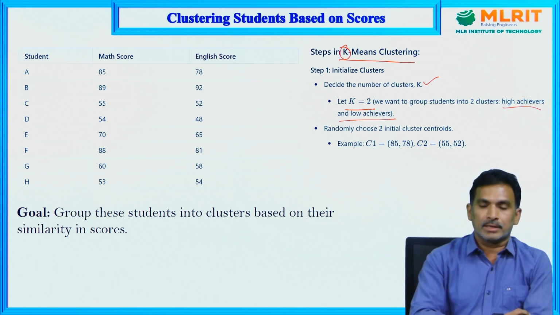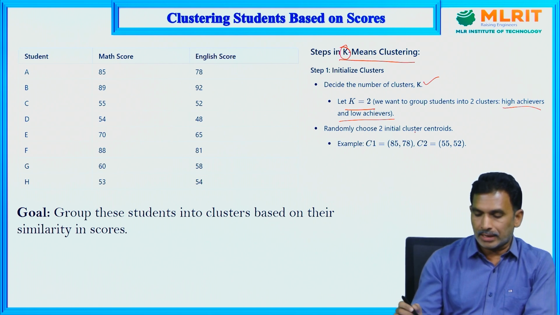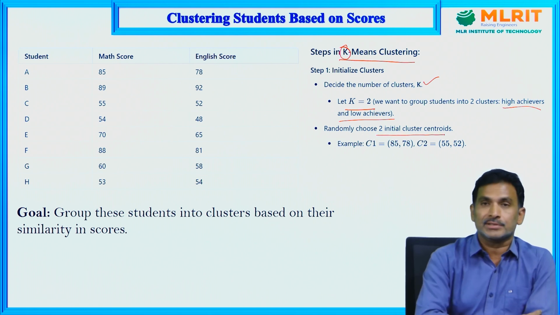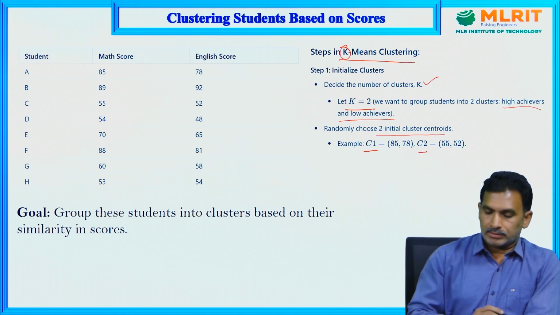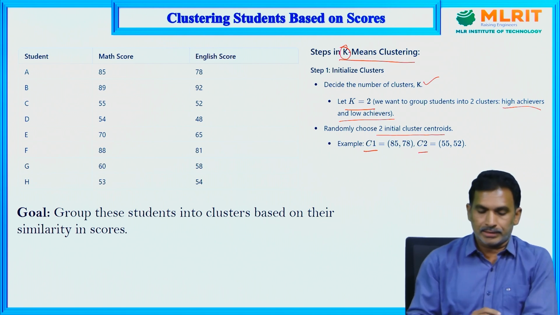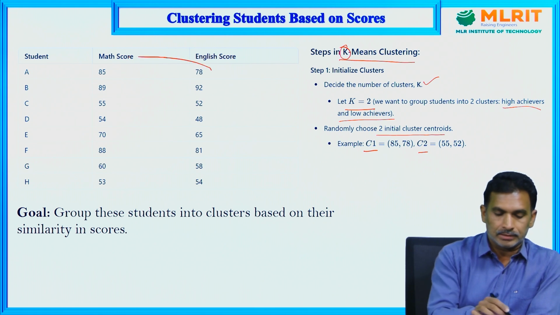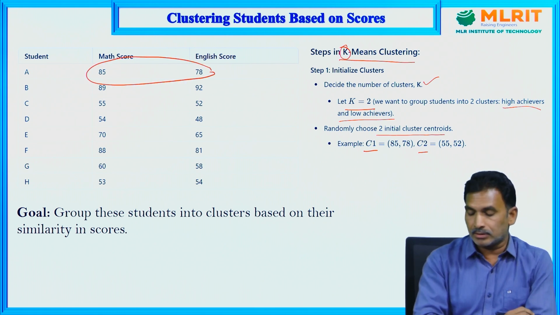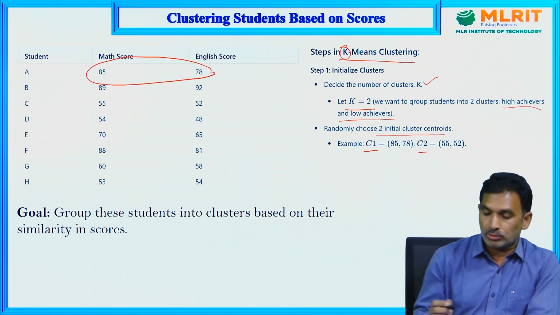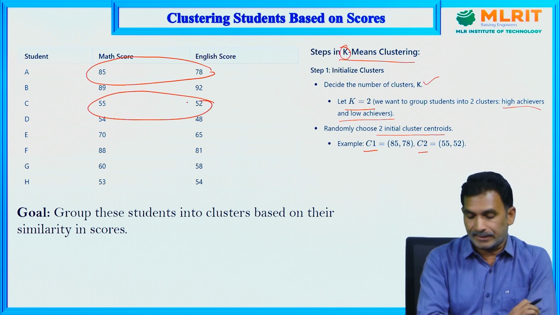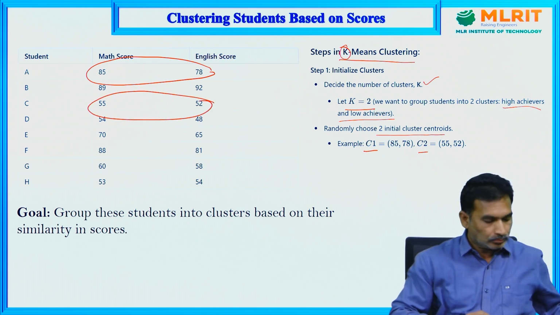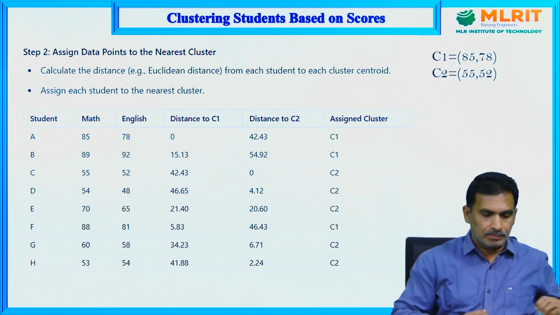So the first step, as an initial step, we randomly choose 2 centroids. Centroids are nothing but the cluster heads. For example, C1 and C2. C1 is 85, 78. This is the one cluster we randomly selected, and C2 is 55, 52. This is another cluster we randomly selected. Then we follow the next step, that is the second step.